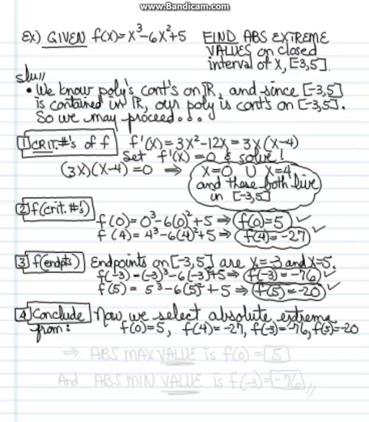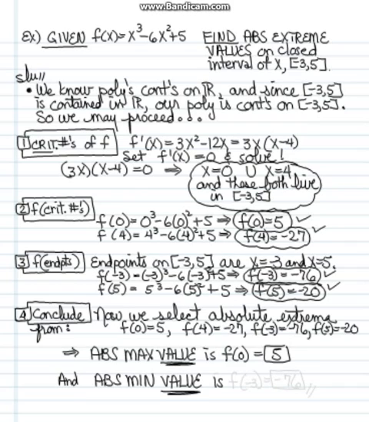Okay, so the result is the absolute max value, that's the y value, is f of 0 equals 5, because that's the largest value we get from that list for step 4. And the absolute min value is f of -3 equals -76. So the absolute extreme values are in the boxes. The max is 5. The min is -76.